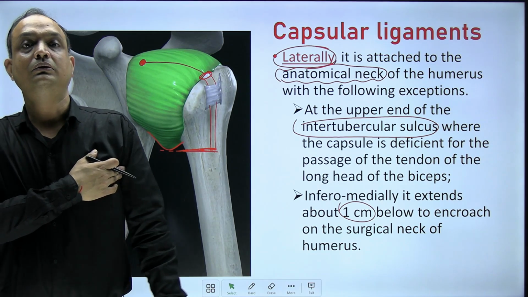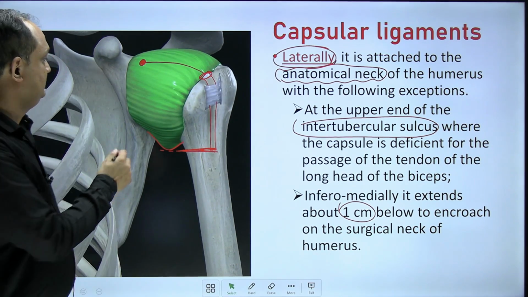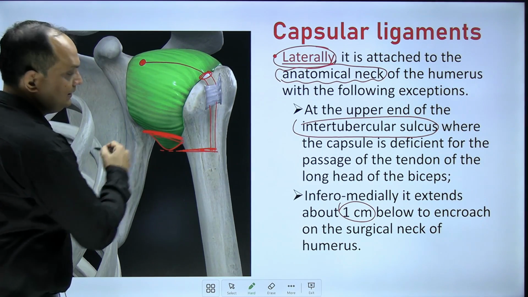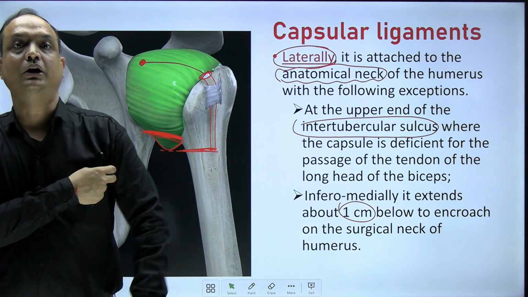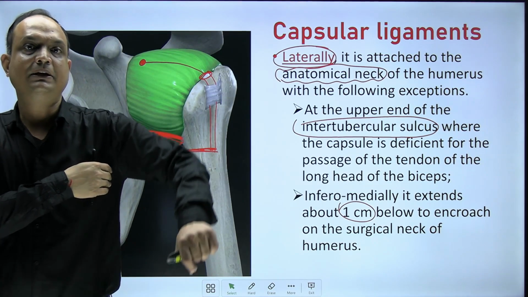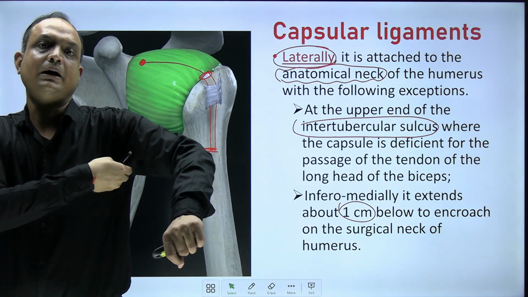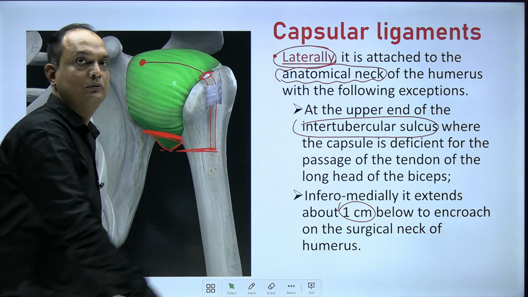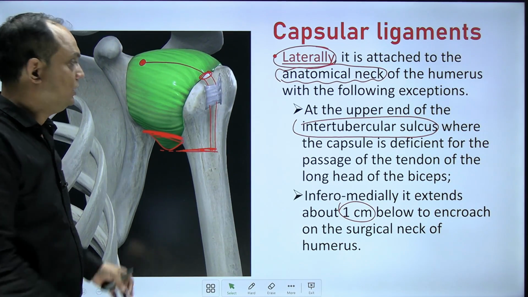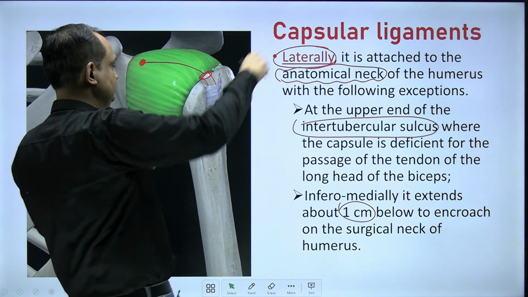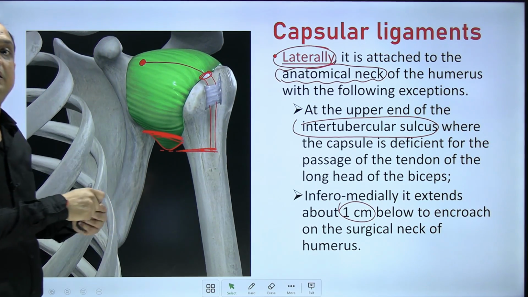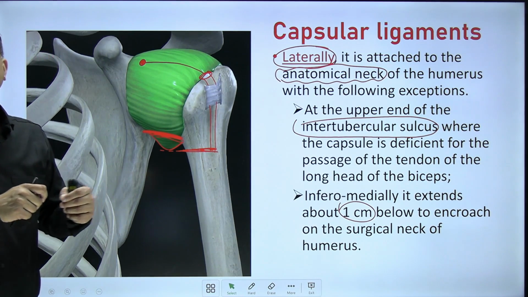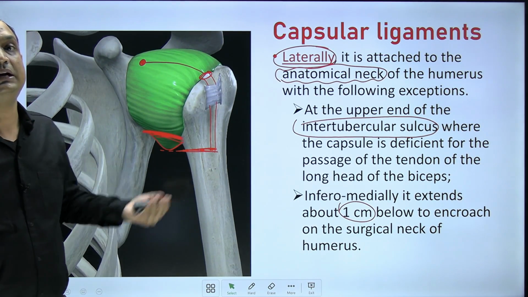This laxity allows abduction. If this area is not lax, if you have a tight capsule, you cannot move the joint. So for abduction, you need the loose area in the lower part. Because this laxity is there, you can take this humerus away from the scapula. So maximum abduction is possible because of this laxity, which prevents the tearing of the capsule, or the overstretching of the lower part of the capsule, at the time of abduction.